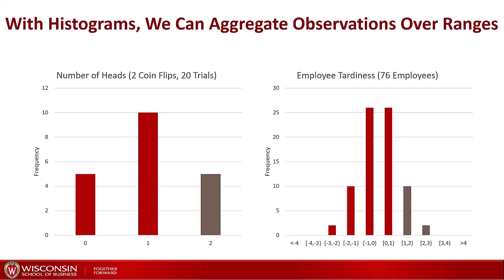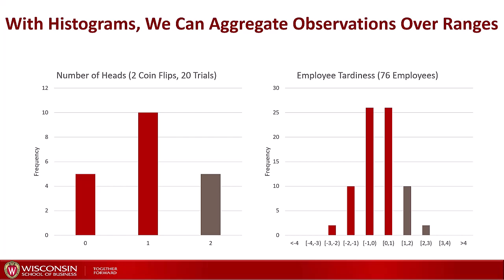Now, let's discuss how we can interpret probability distributions. First, we'll return to histograms. Remember that with histograms, we can aggregate observations over a range to count the frequency over several different bins. If we turn to our coin flip example, if we want to know the number of trials that produced at most one head, that means produced either 0 heads or 1 head, all we have to do is add up the height of the bar at 0 and at 1. In this case, that's 5 plus 10 equals 15.